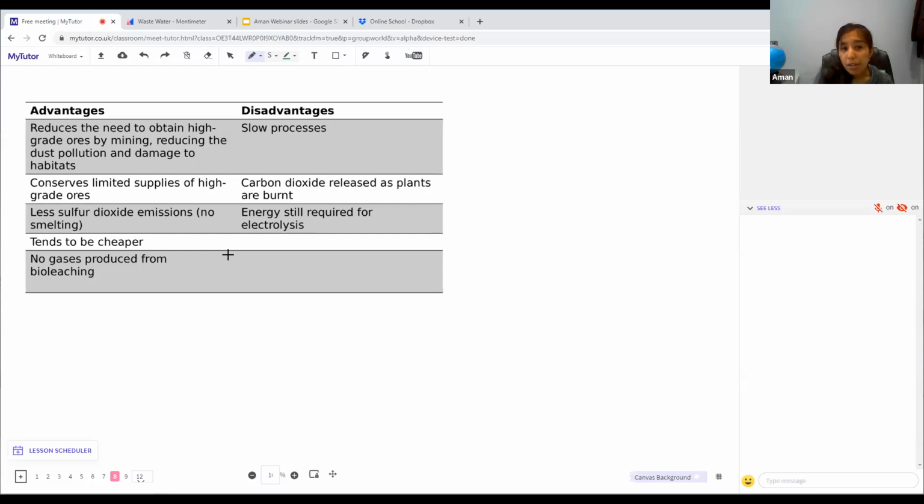When we burn our plants, carbon dioxide is released. So remember, burning basically means using oxygen and using a fuel, which releases carbon dioxide and water. And carbon dioxide is a greenhouse gas and an atmospheric pollutant. And energy is still needed for electrolysis. So we still have to carry out the electrolysis to get purified copper or any other metal, and that still requires a lot of energy. Are there any other advantages or disadvantages anyone can think of, or does anyone want to say anything about that?